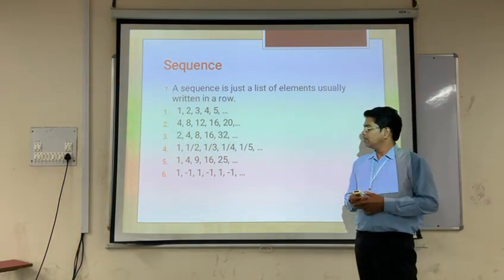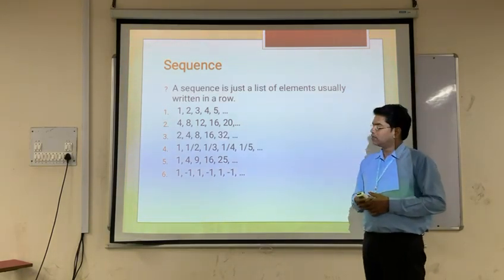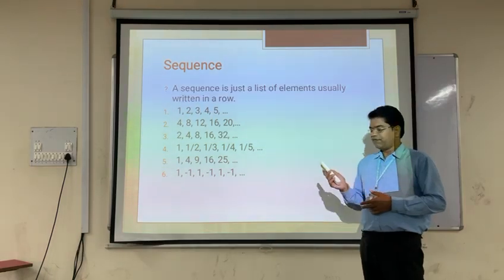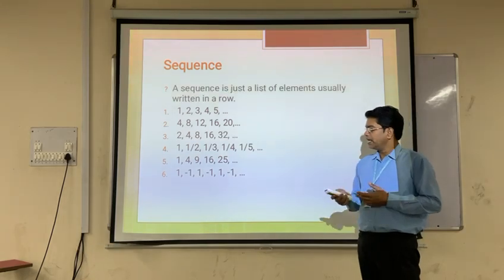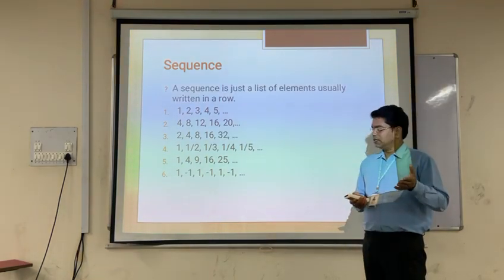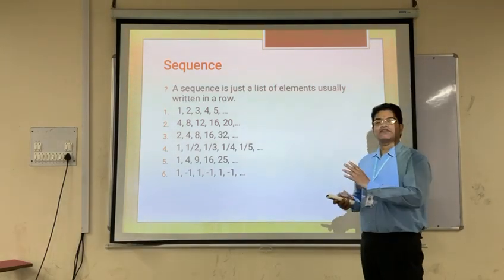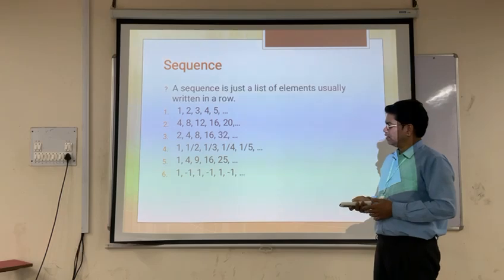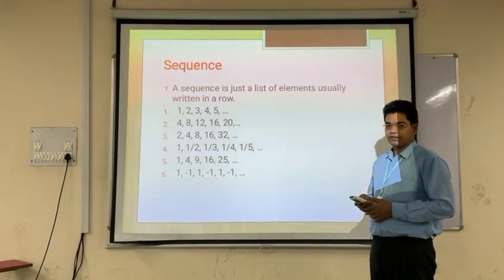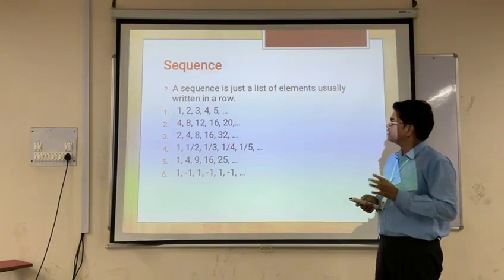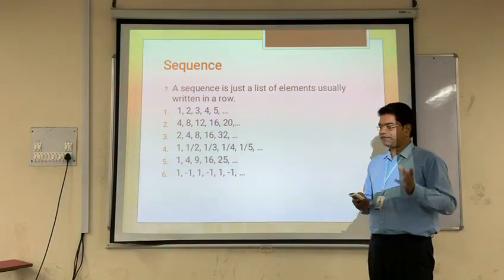In fourth example, we are dividing number 1 by consecutive natural numbers. In fifth example, we are having perfect squares: 1 square, 2 square, 3 square, 4 square. In the sixth, odd terms are number 1 and even terms are -1. So these examples will help you to understand the definition of sequence better. So once again I repeat, sequence is just a list of elements usually written in a row in specific order.